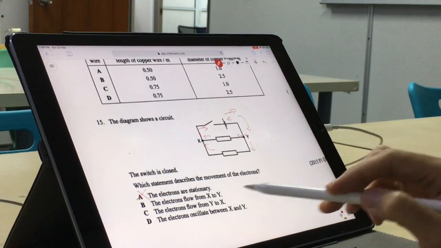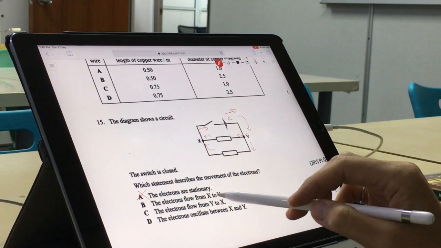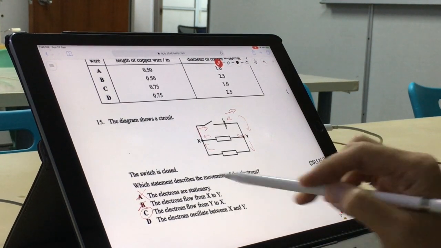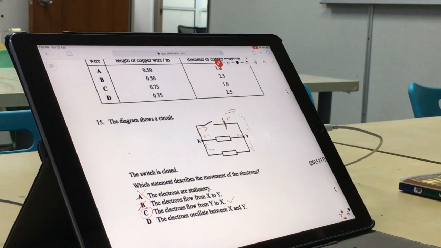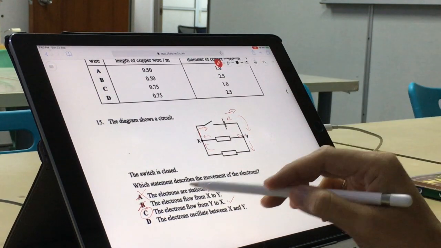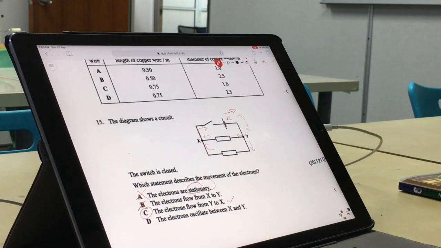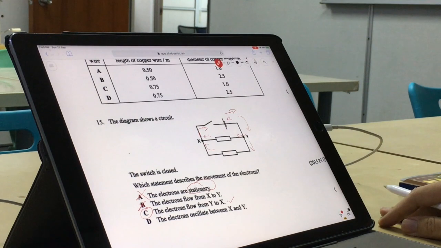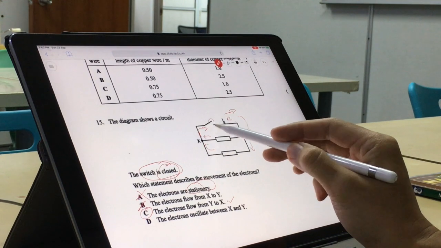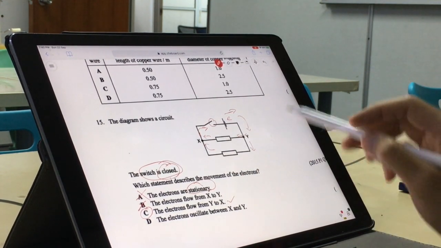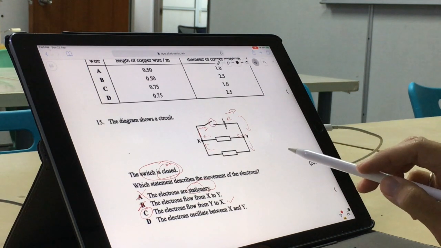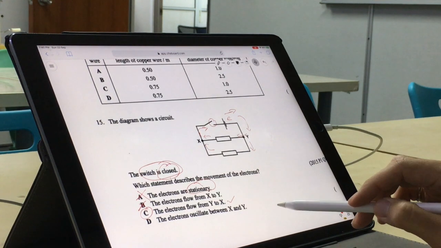A cannot be. They say the electrons are stationary. That's false. Electron flow from X to Y is false. Flow from Y to X is correct. So the answer is C. Stationary means it doesn't move at all, right? Cannot be. Electrons are moving. Wait a minute. Because the switch is closed. This shows open, but now they say they close the switch. So the answer is C. If the switch is open, then the electrons are stationary. Correct.